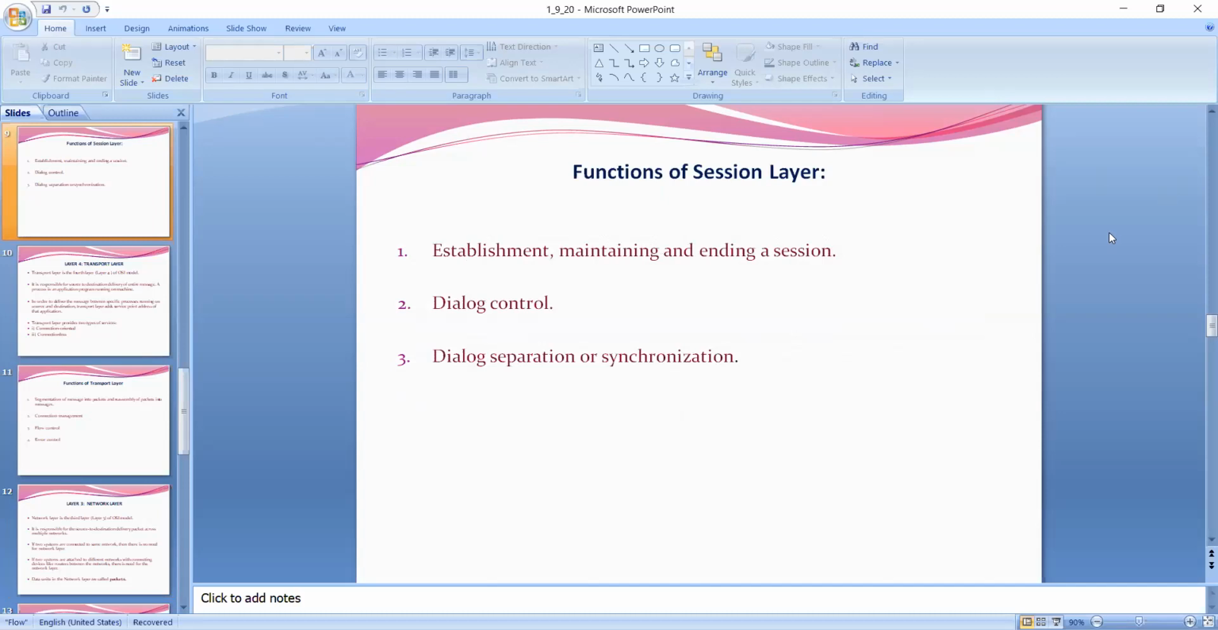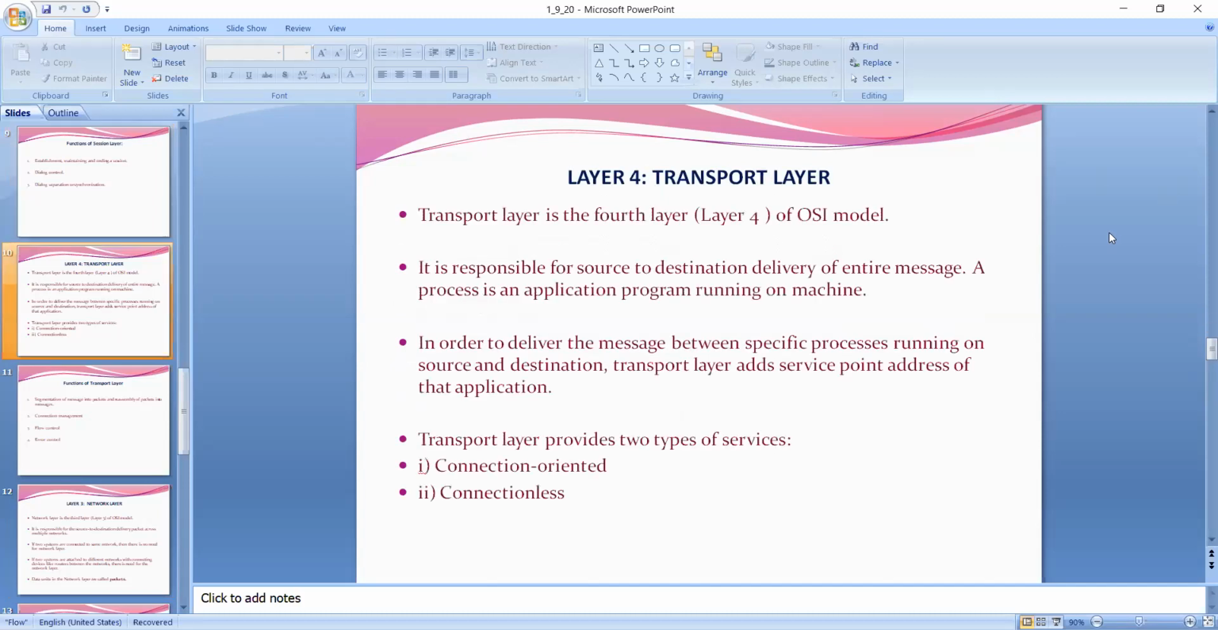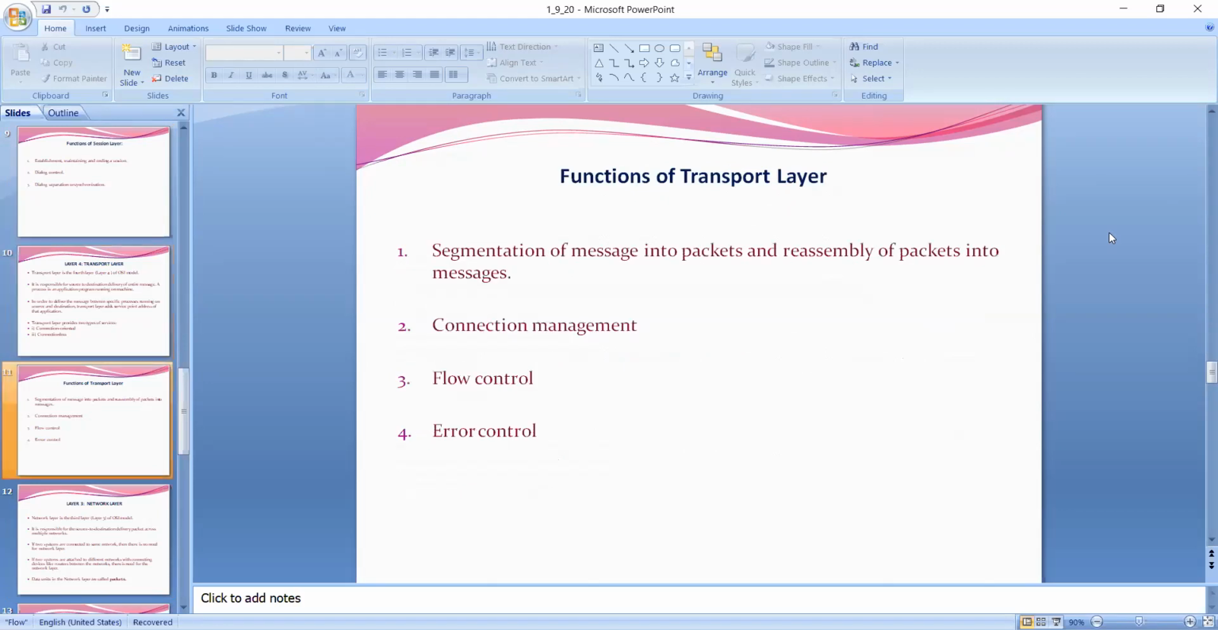Next, the transport layer. The transport layer receives data from the session layer. Here, the data in the transport layer is in the form of segments. We have to remember that one. The data is divided into small parts, and those small parts in the transport layer are called segments. So that is the first function of the transport layer: segmentation of the message into packets and reassembly of packets into messages. Okay, so this is one of the functions of the transport layer.